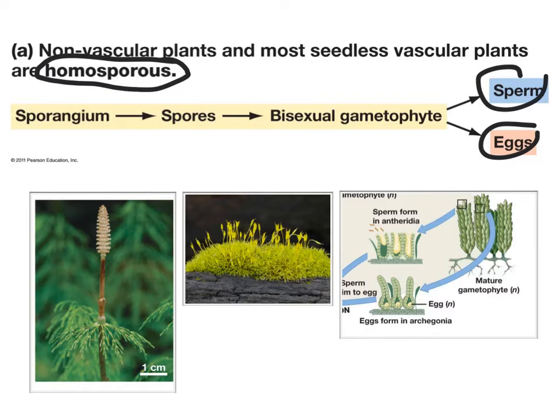Okay? So here's the sporophyte, of course, an equisetum. Here's the gametophyte down here. And then here's the mature gametophyte. It's 1N. It has structures that release eggs. They're called archegonia. The eggs form in the archegonia. And antheridia, the sperm form in the antheridia. They're released, and then when they come into contact, then you have a zygote, and you've restored 2N.